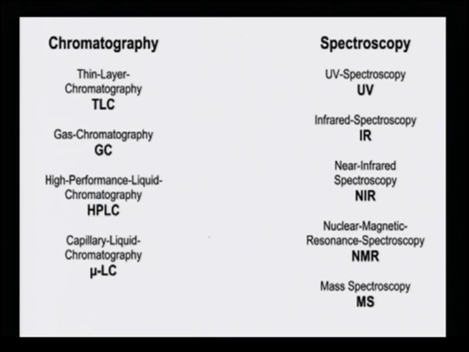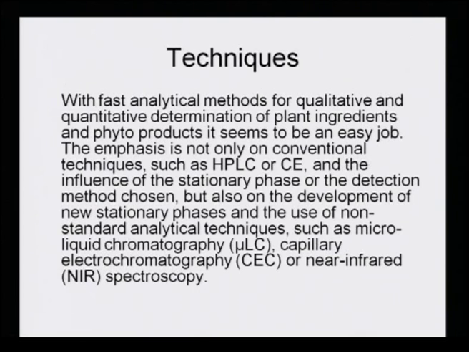So, with this background, of which chromatographic technique we should adopt and what the different spectroscopic methods are that we need to use for analyzing phytochemicals, we proceed further. The techniques that are usually applied for phytochemical analysis are fast analytical methods for qualitative and quantitative determination of plant ingredients and phytoproducts. It seems to be an easy job.